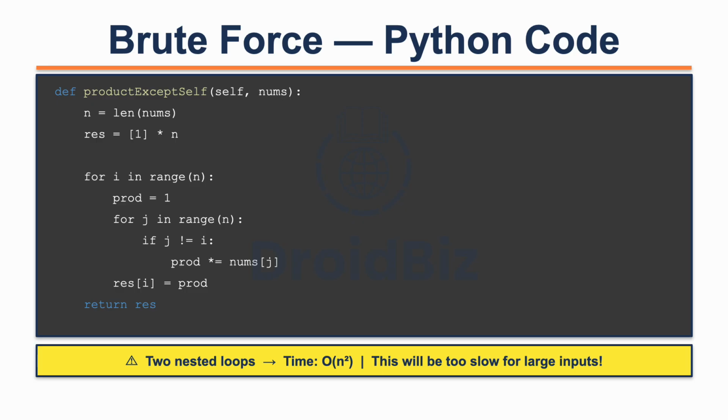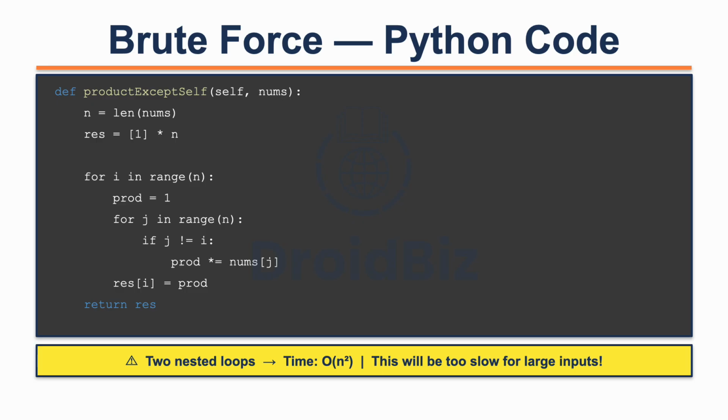After the inner loop finishes, we store prod in res at index i. Once both loops complete, we return the result array res. The key thing to notice here is that we have two nested loops. For each of the n elements, we are doing another full pass of n operations. That gives us a time complexity of big O of n squared.